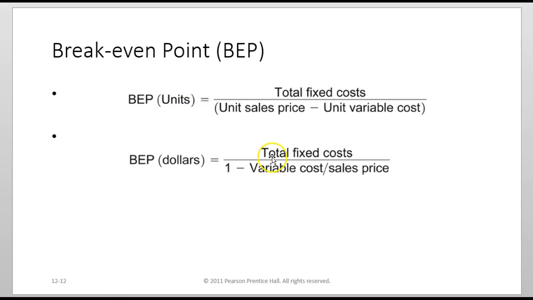Or to look at it from another sense, you could do it in dollars. I think the units is, to me, much more revealing and helps me look at volume and how much I have to put out to be able to get to that EBIT point of 0. But you can do it in dollars, and you take total fixed costs, and then you take 1 minus the variable cost divided by the sales price, and divide that into total fixed cost, and then that will give you the dollar amount. Isn't that fun?